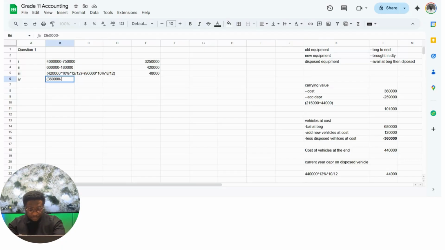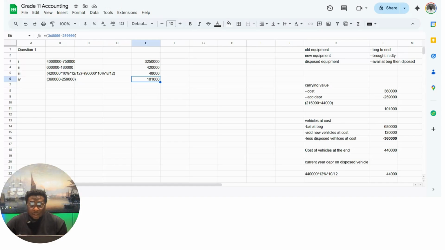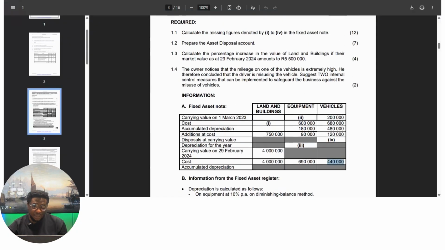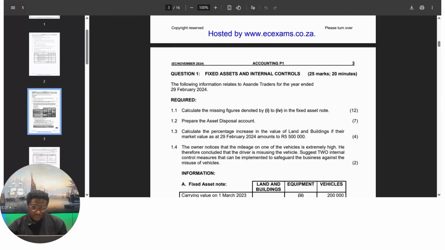360,000 minus 259,000, that gives us 101,000, which would be the amount for the disposals at carrying value. And so that would answer the first question here, which is calculating from 1 to 4.